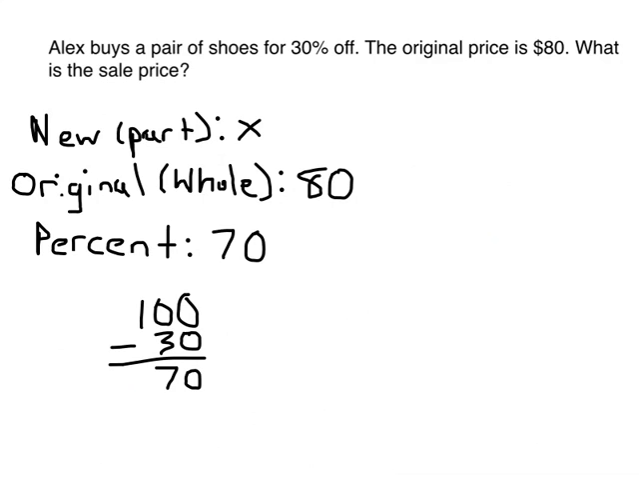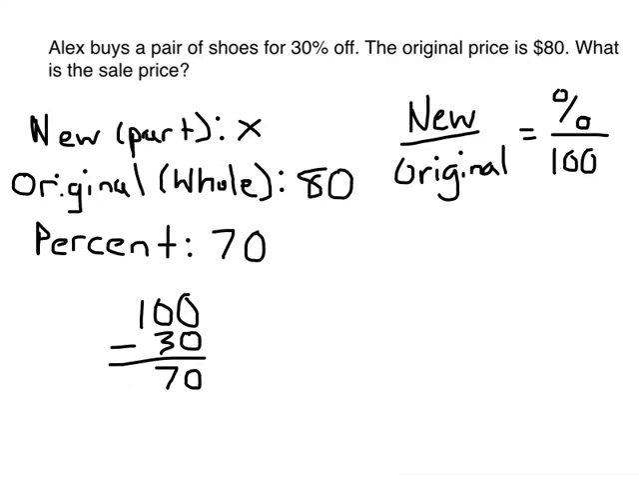Now we can set up our percent proportion. Remember that the new over the original is equal to the percent over 100. How would I write a proportion to solve for the sale price? I can plug in everything that I know. I know that the new amount is x, I don't know it. The original amount is 80. The percent is 70 over 100. Now I can cross multiply to solve.